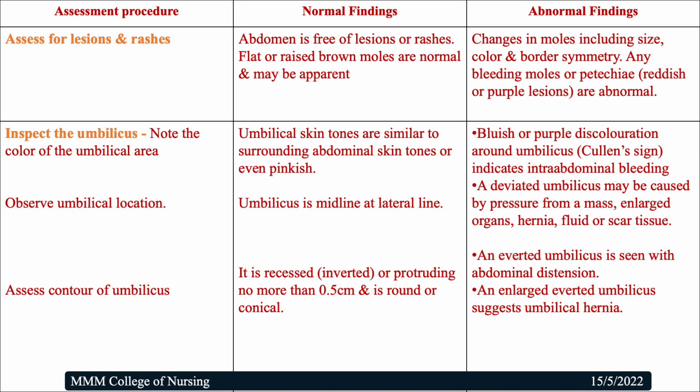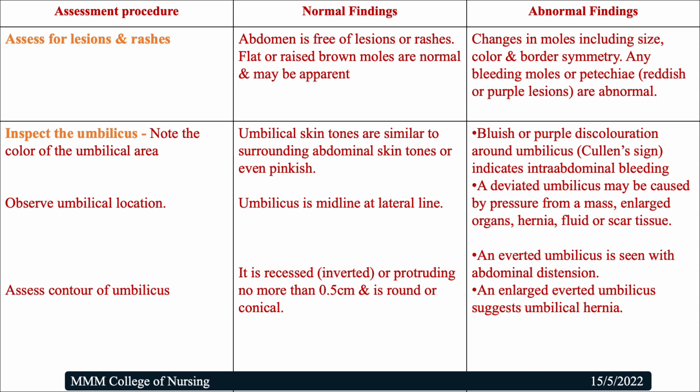Next is to observe the umbilical location. The umbilicus is normally located at the midline, whereas abnormal findings include a deviated umbilicus, which may be caused by pressure from a mass, enlarged organs, hernia, fluid, or scar tissue.